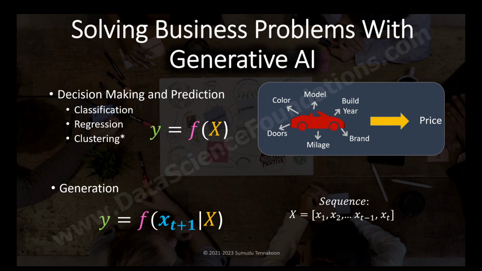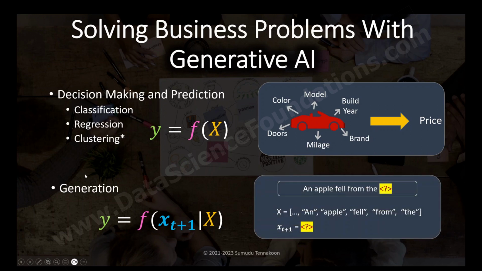So now if you want to predict, let's assume we have a sentence. This sentence says, an apple fell from the blank. So our task is to fill this blank. Let's assume we gave this task to a generative AI model. How is it going to find which word should come in place of the blank?